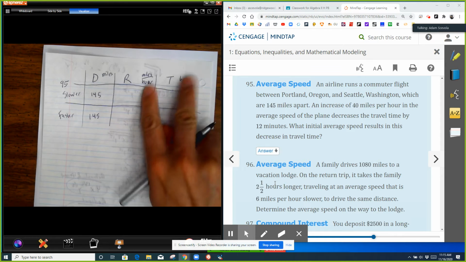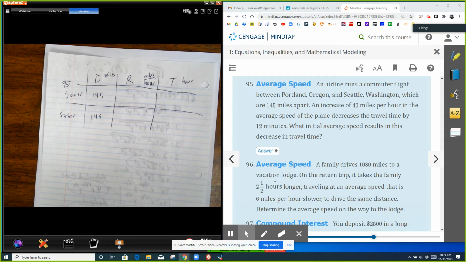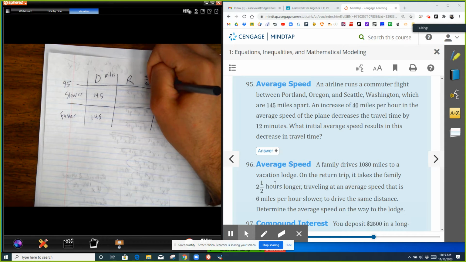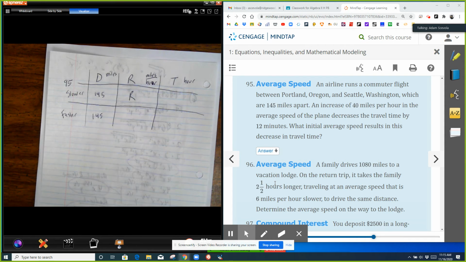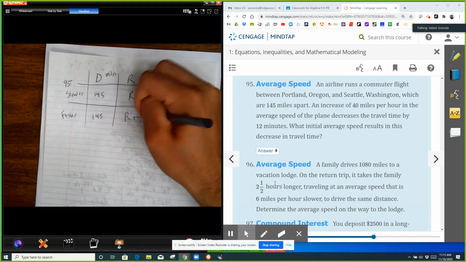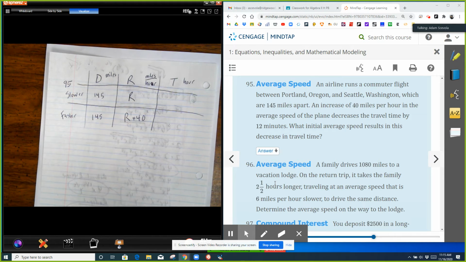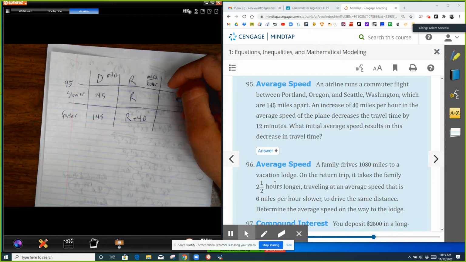So an increase of 40 miles per hour in the average speed decreases the travel time by 12 minutes. We don't know the initial rate, so I'll call that R. But we know that the faster rate is 40 more than that, so we'll call that R plus 40. We don't know the amount of time either, so we'll call this T. T is the slower time. So we can express the faster time in terms of the slower time by doing T minus 12 minutes.